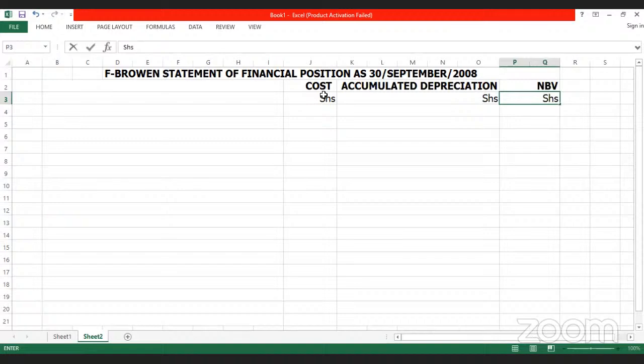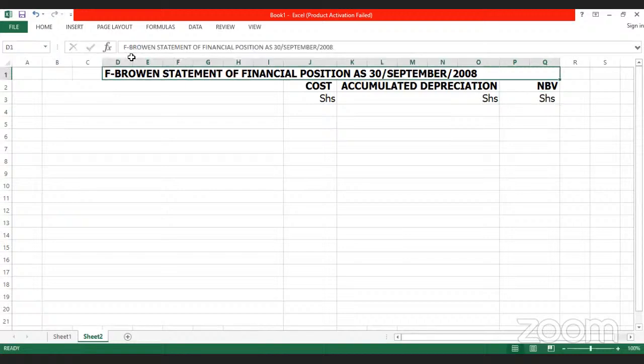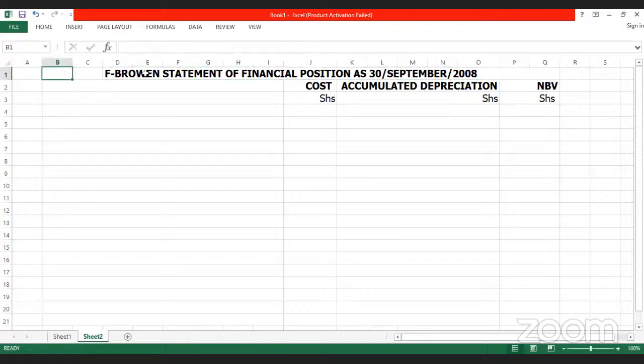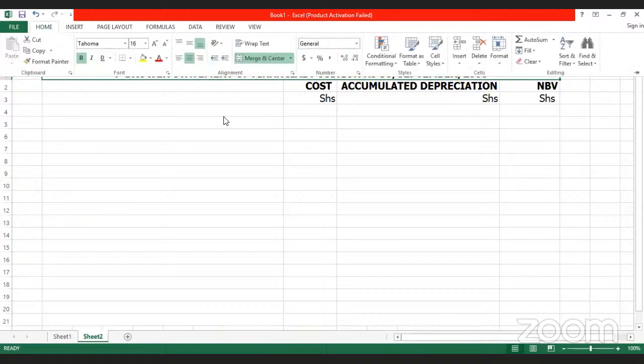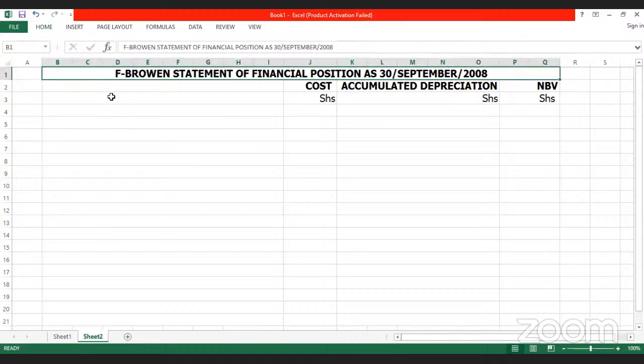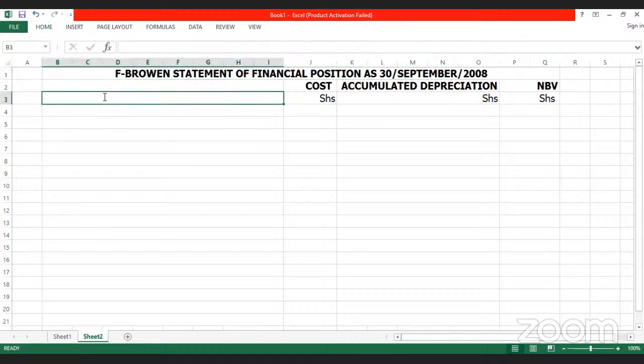So what we have to do now is to start entering the information. When it comes to the statement of financial position, we start with the assets. As I told you already, we have to first present the assets of the business. So I'll say assets. But under assets, we start with the non-current assets.